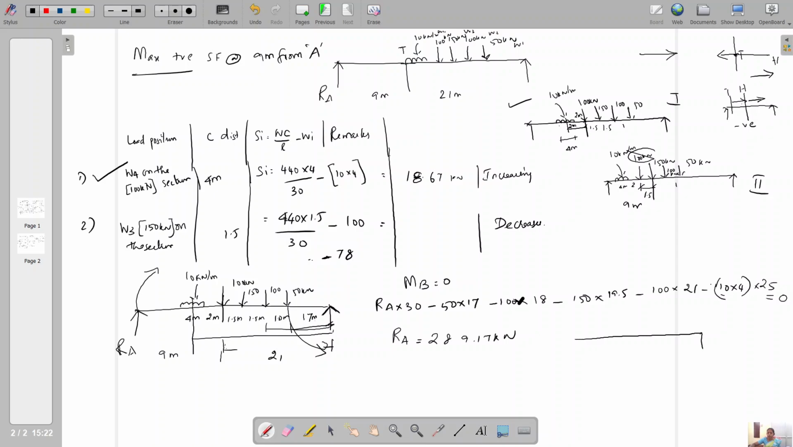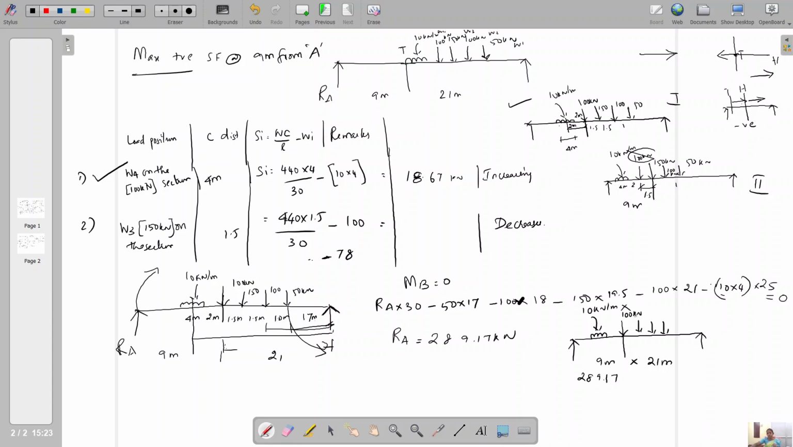Please note that our RA value is 289.17. Our section is here at 9 meter. The remaining distance is 21 meter. The loading case here is the section load of 100 kilonewton, the load on the section. Remaining loads are placed here. I am not interested in that side. 10 kilonewton per meter. Now, what is the value of shear force at XX?